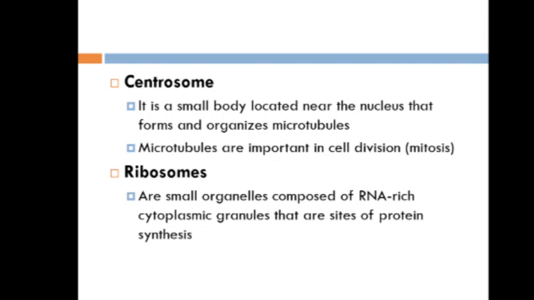Kwa hiyo RNA nyingi zinazopatikana katika cell zinapatikana katika nini? Katika ribosome. Hizi nyingine, as I said, types za RNA, but not very important to you. There is a ribosomal RNA, there is a transfer RNA, there is a messenger RNA. Most of these RNAs zinapatikana katika ribosomes. Na ndio rich that are site of protein synthesis. Protein synthesis kwa kiasi kikubwa it takes place in the ribosomes.